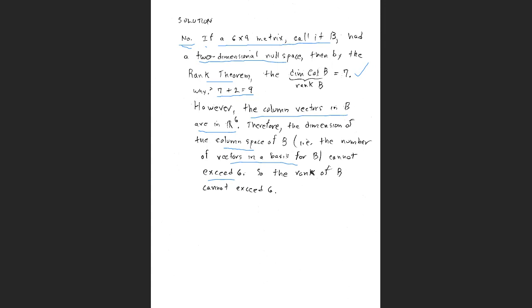The column vectors of B, I always go back to the basics. The column vectors of the matrix B live in R6. So a basis for the column space of the matrix B could have 6 vectors in the basis. That's possible. Okay, so that is possible, Sega. In that case, you could have a two-dimensional null space if the matrix A were a 6x8 matrix.